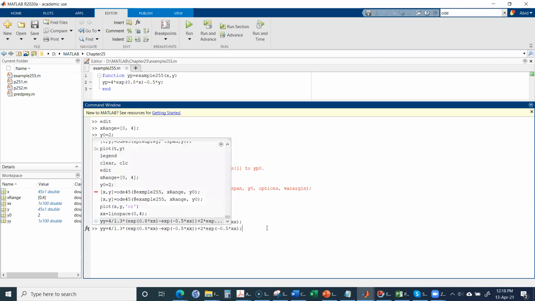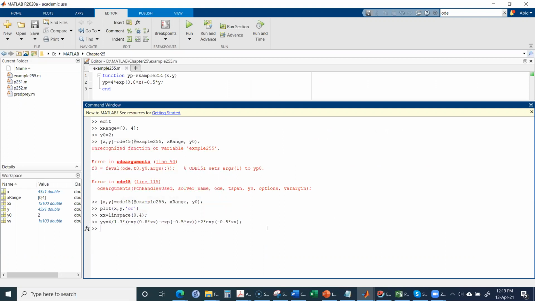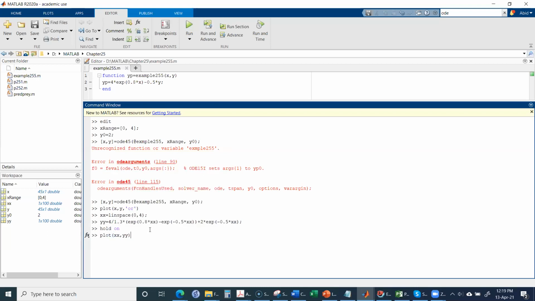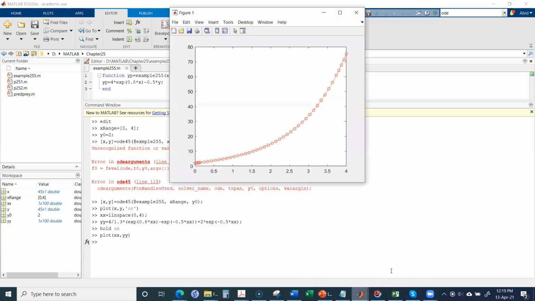So now I can plot xx and yy as well. In order to plot it on the same graph, I will put a command hold on, so that after that I will put the plot command. Plot xx against yy. By default it will be plotted as a line, and now I will hit enter. So this plot of xx and yy will be the analytical solution.